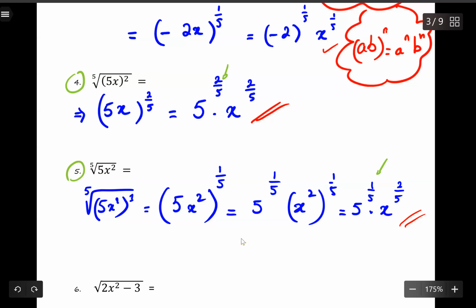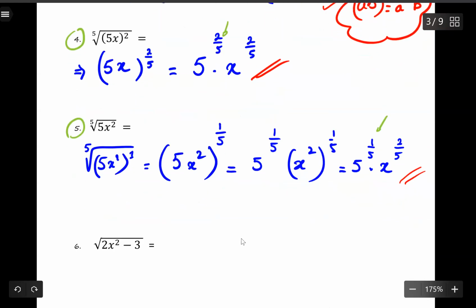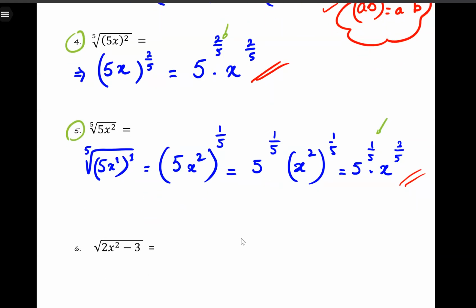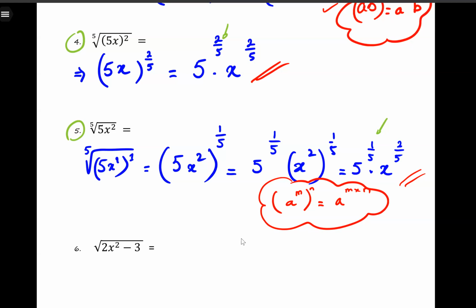Alright, okay. I don't know what else I need to remind everyone. Yes, I do need to remind everyone to remember these formulas. If I have a power raised to an exponent, that means I have to multiply the two exponents, and I applied it in this case. So, applying it, I multiply 2 by 1 over 5, and I have 2 over 5 as the answer.